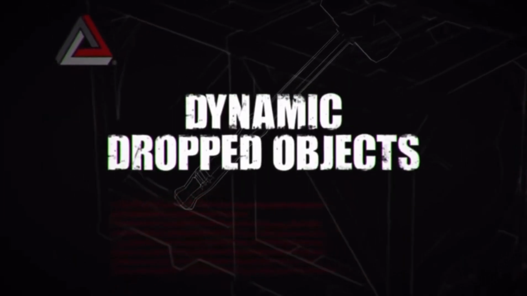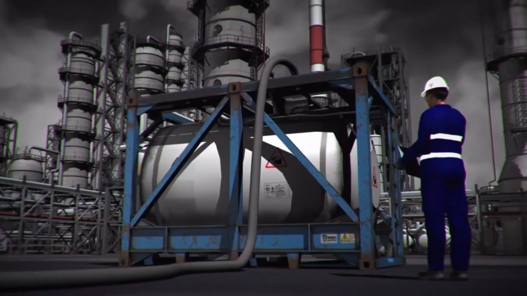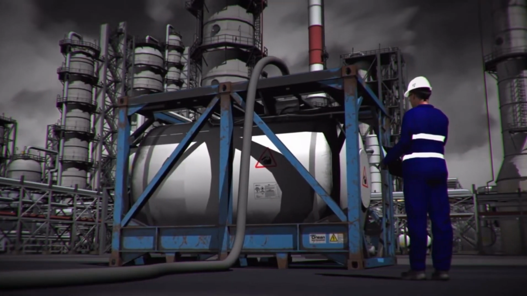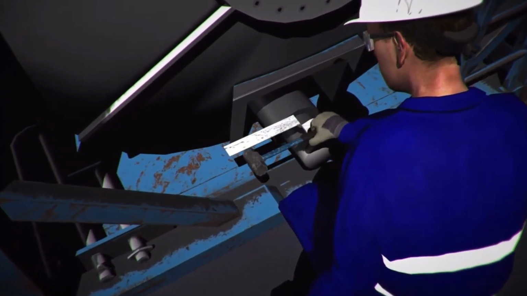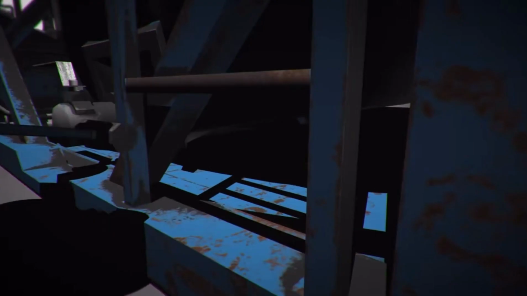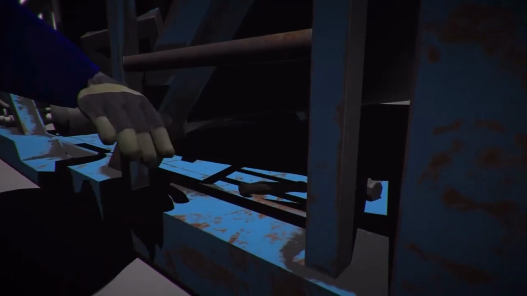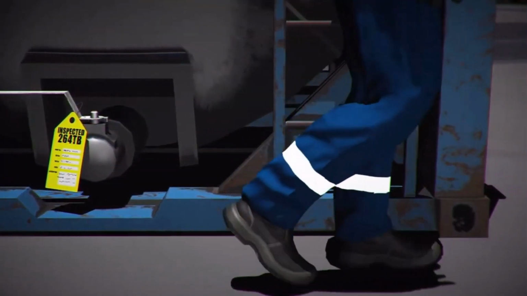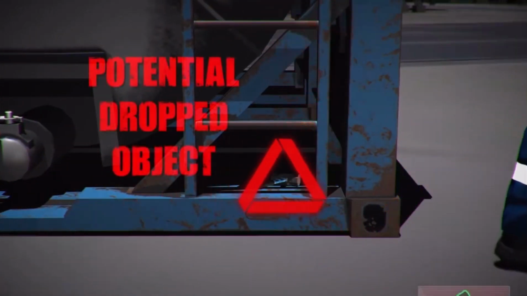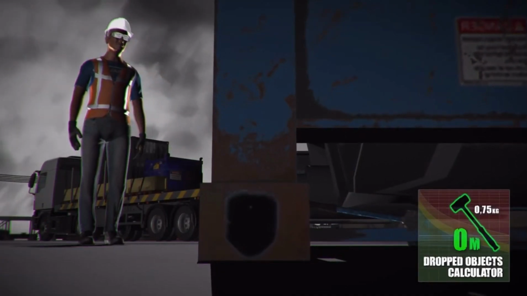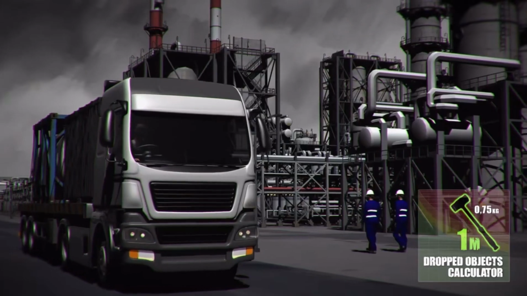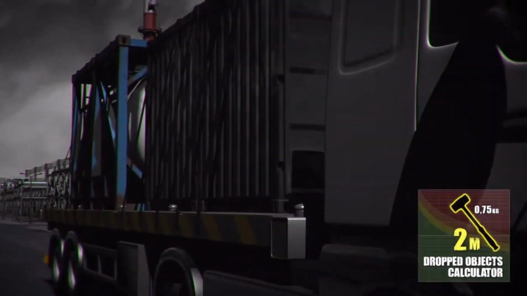Dynamic dropped object. A tote tank was being filled with a chemical for use at an offshore installation. To ensure the valve was closed, the operator tapped it with a hammer. He placed the hammer in the frame and attached the security tags, indicating that the valve was locked. He then completed the cargo summary ticket and the tank was checked by the lorry driver prior to loading and transiting to the dock.